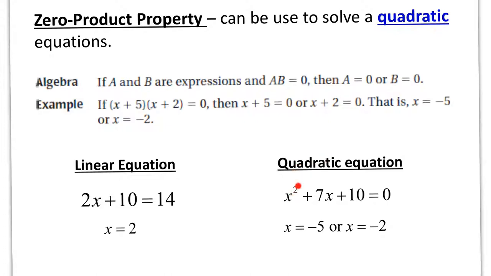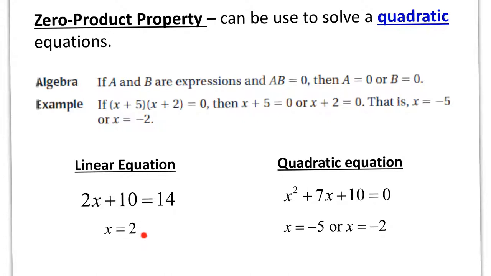Quadratic means degree of 2, so the highest exponent is 2. Cubic means 3. Quartic means 4. Quintic means 5. And you guys have many, many more degrees. So what I'm trying to say is the degree tells you how many answers you guys will have in that equation. So if you guys have a linear, degree is 1. Notice the x has an invisible 1 exponent degree.